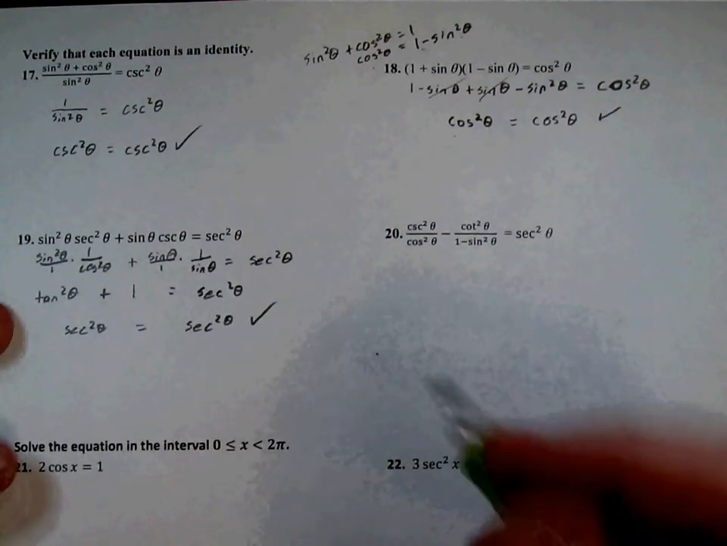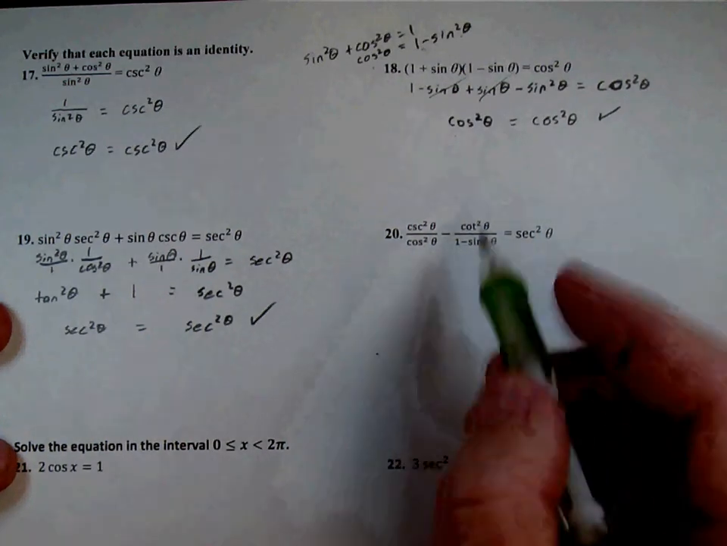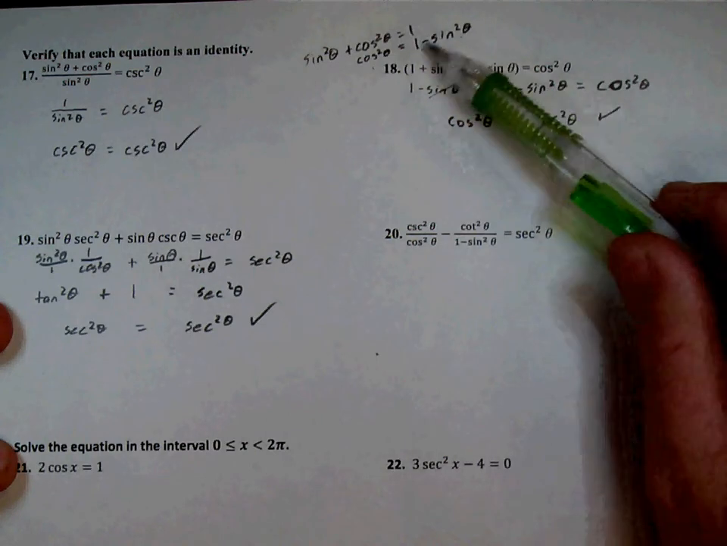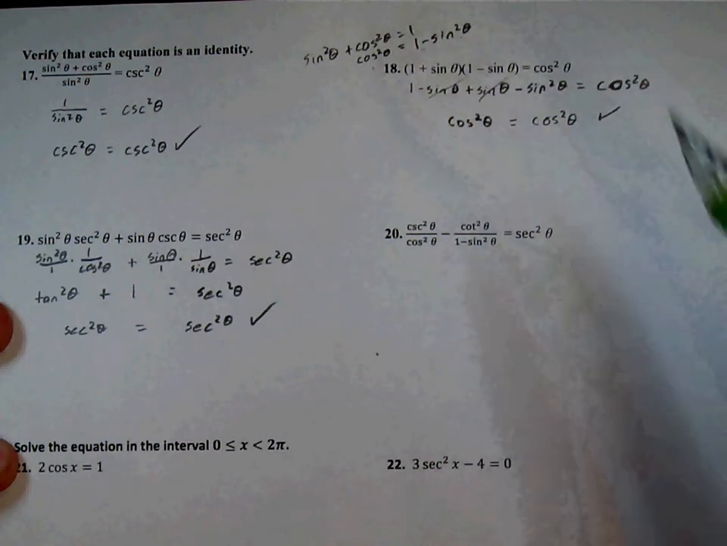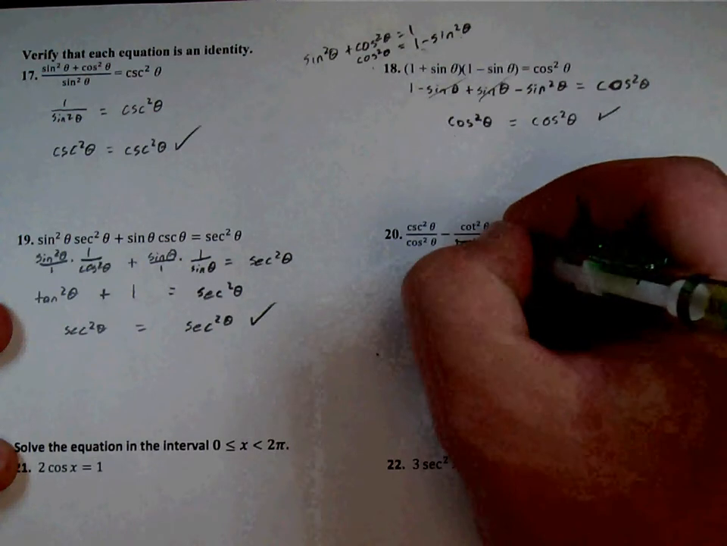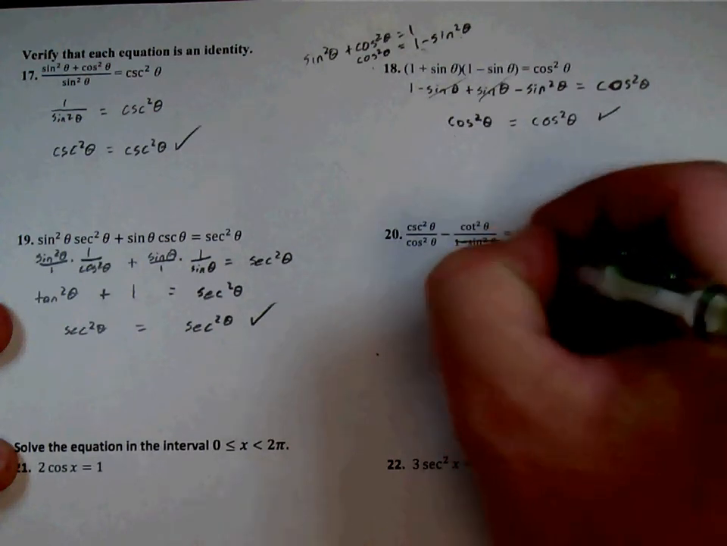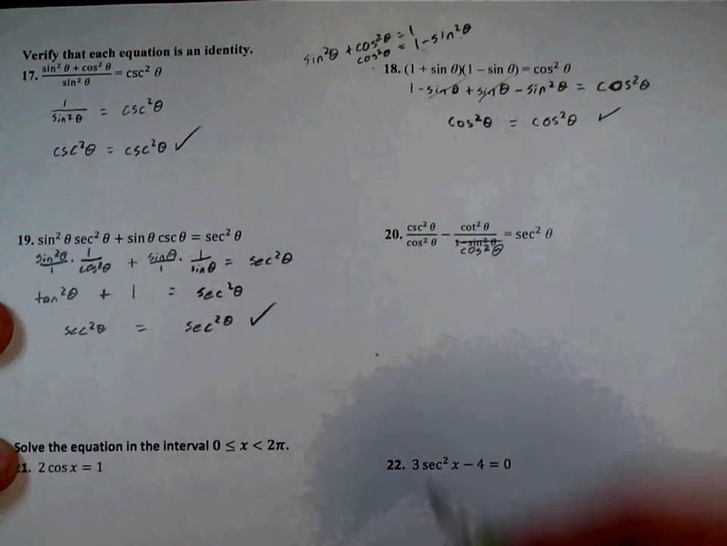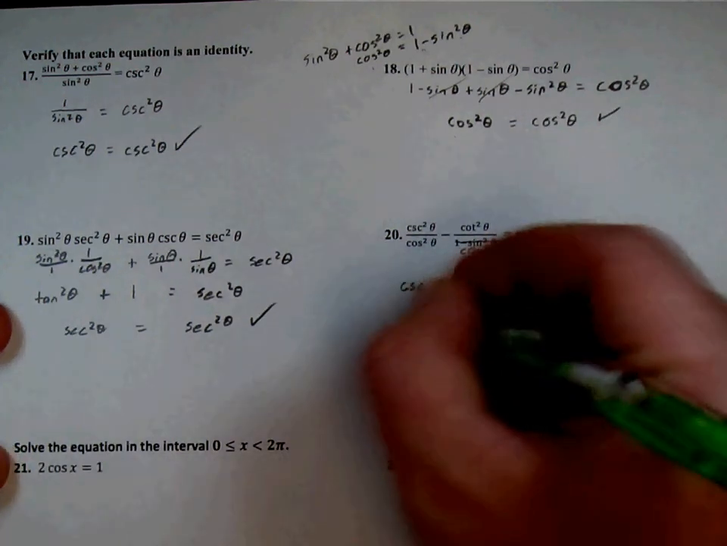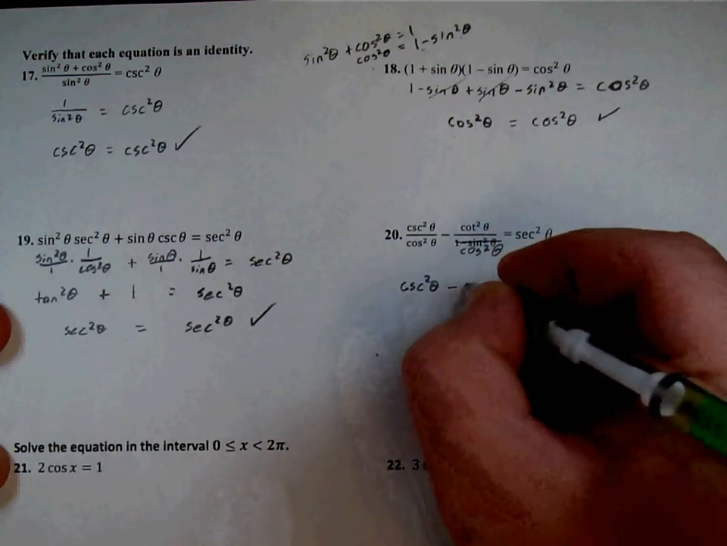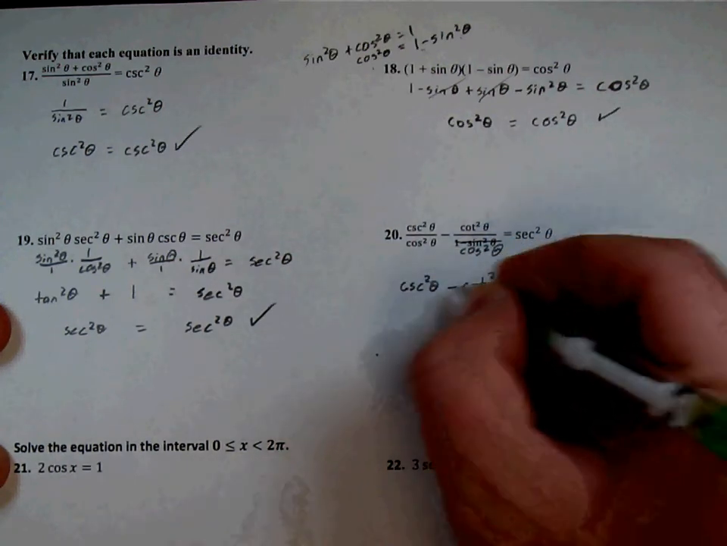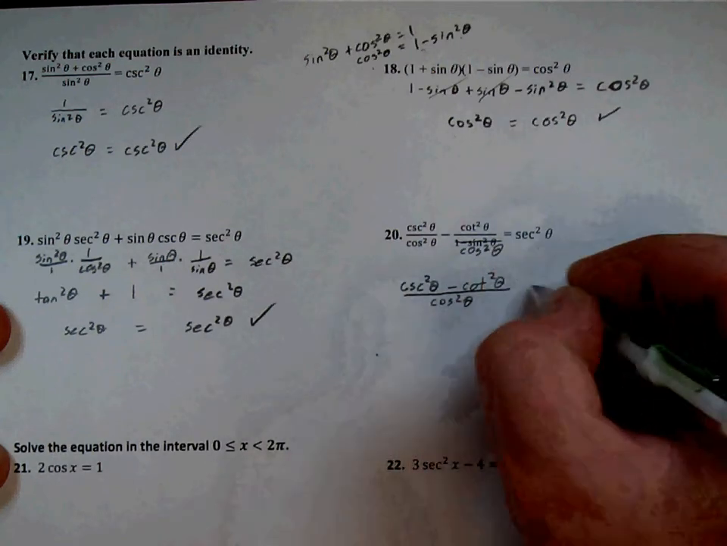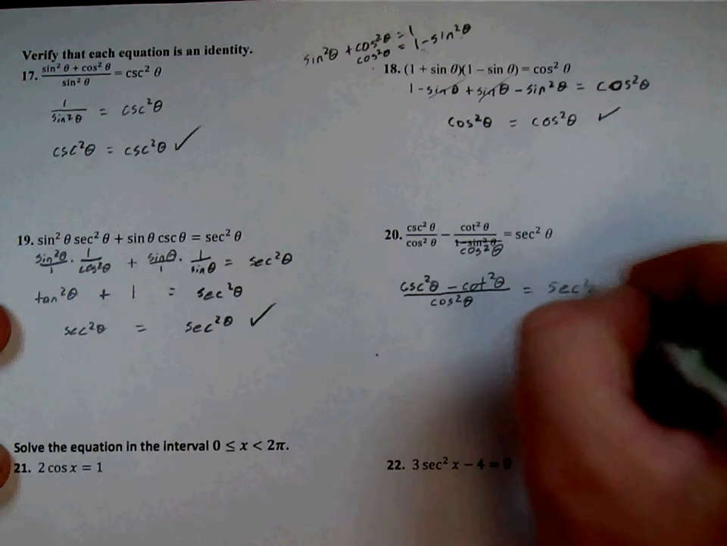Number 20. Look at this second denominator, 1 minus sine squared. Remember what we had up here? We just solved for 1 minus sine squared a little bit ago. It equals cosine squared. So I can replace that denominator with cosine squared. At that point, look at the two fractions. They have a common denominator. I might as well combine them into a single fraction. So my numerator will be cosecant squared of theta minus cotangent squared of theta. That's all over cosine squared of theta equals secant squared of theta.